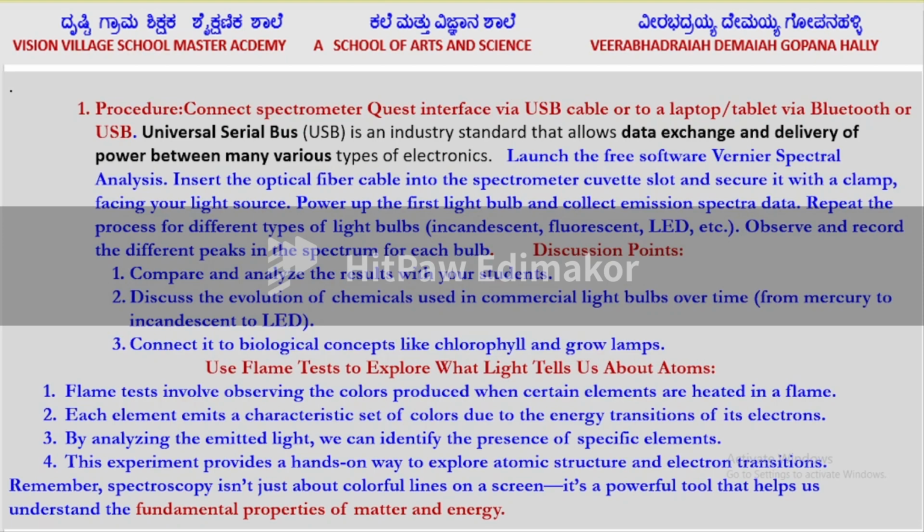USB. Universal Serial Bus is an industry standard that allows data exchange and delivery of power between many various types of electronics. Electronics gadgets, you can say. Compare and analyze the results with your students. Discuss the evolution of chemicals used in commercial light bulbs over time, from mercury to incandescent to LED. Connect it to the biological concepts like chlorophyll and grow lamps. Flame tests involve observing the colors produced when certain elements are heated in flame.